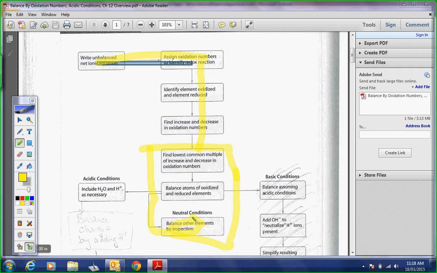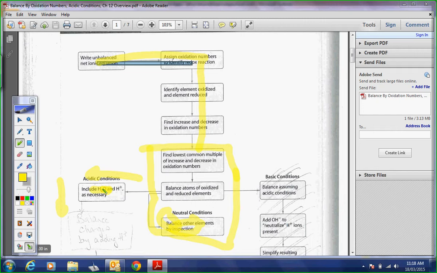Okay? Now, sometimes if it's an acidic condition, before we make sure it all balances, after we've done our bridges, after we've brought our numbers up to the top, we then have to look at this fact that it's acidic condition. And we go down this way. We include water and hydrogen. That's what this says.